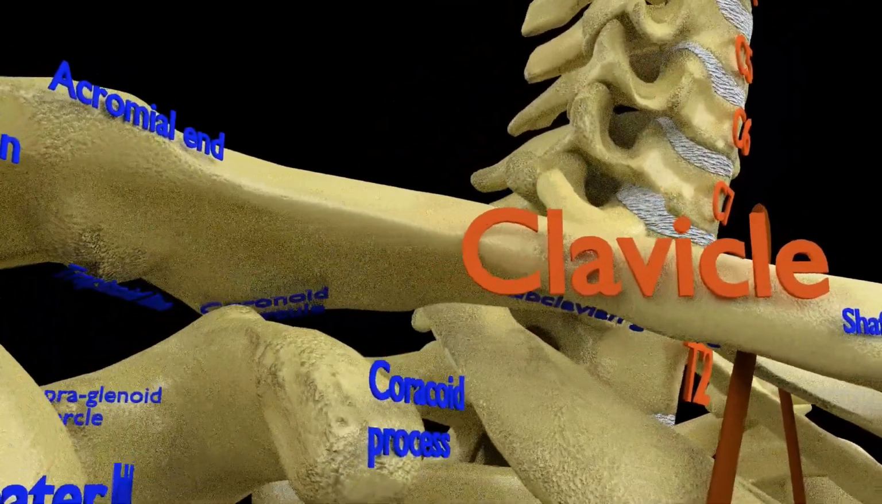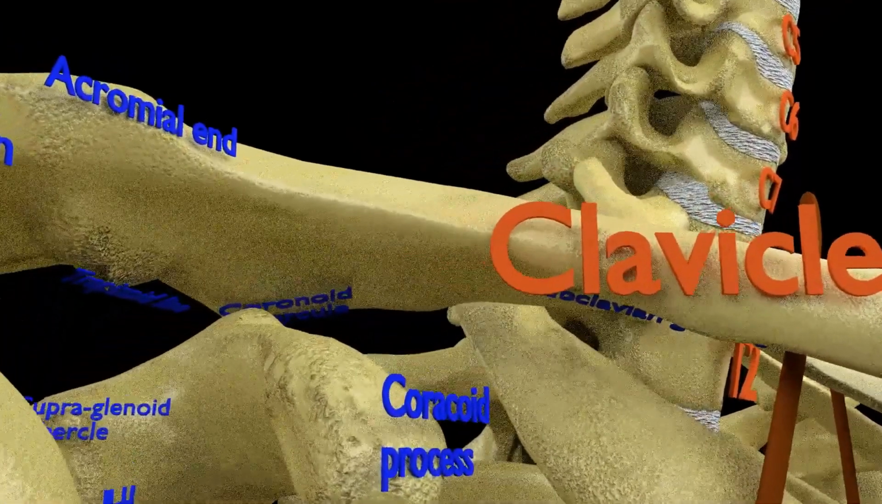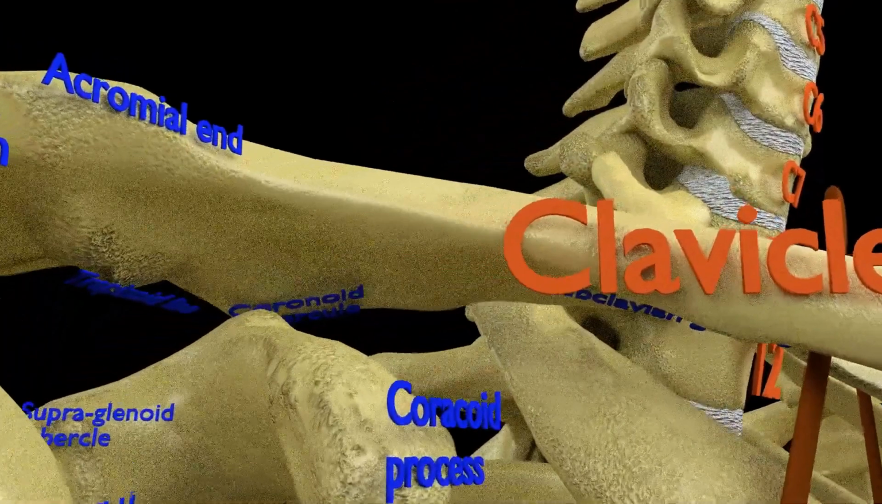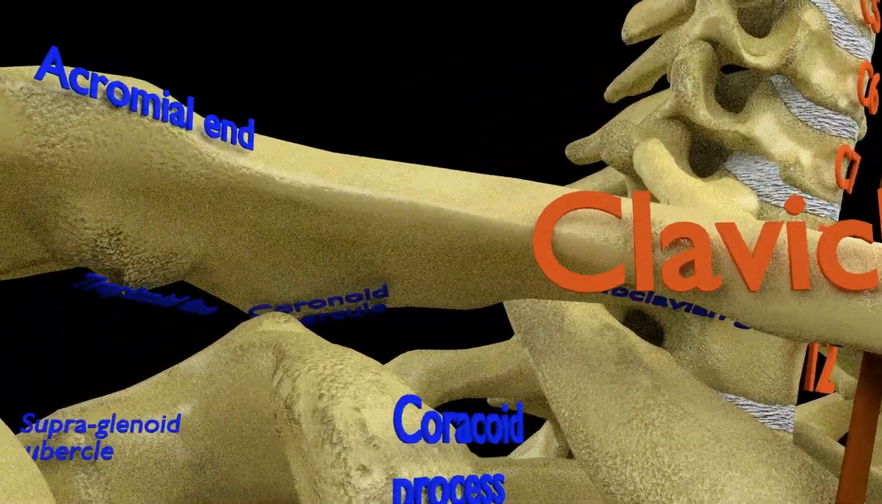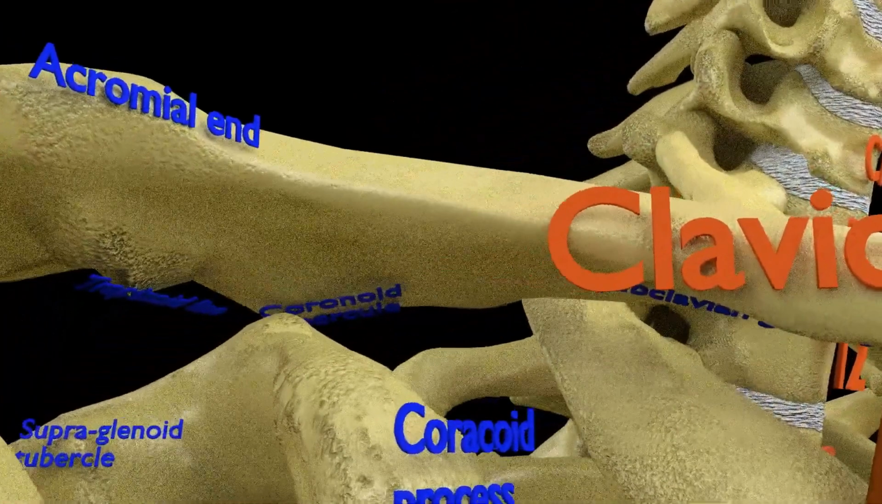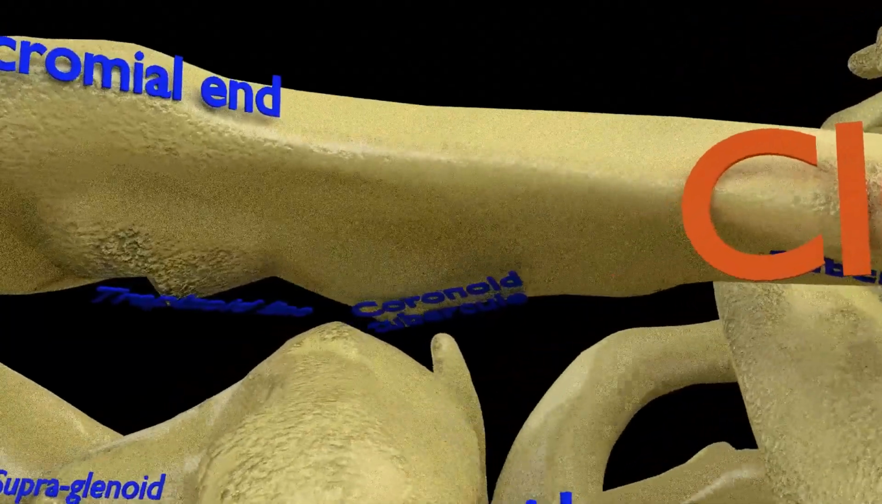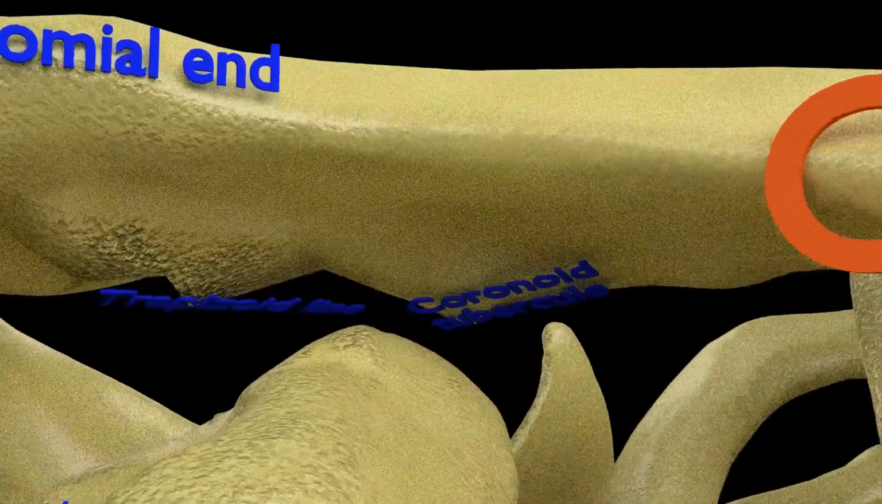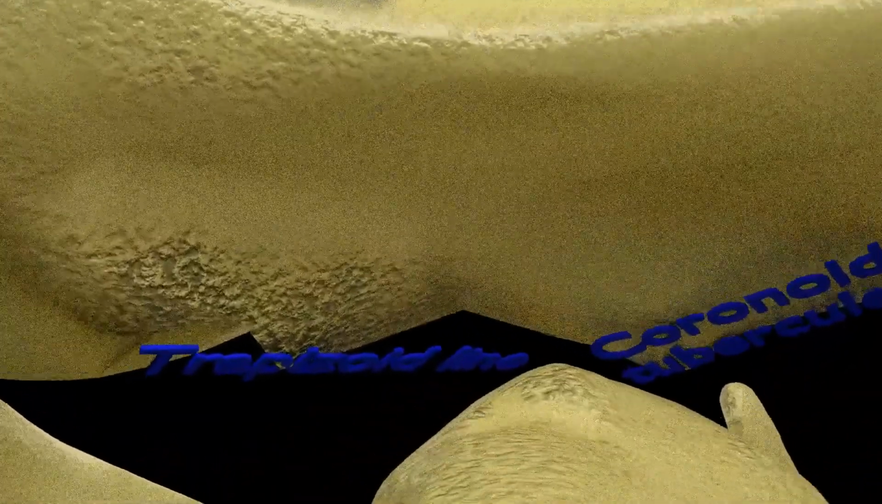Now we move on to the next bone, that is the clavicle. It is the only long bone which lies horizontally and is the first bone to start ossifying. First we start with the acromial end, which bears a facet that articulates with the acromion process of the scapula to form the acromioclavicular joint.